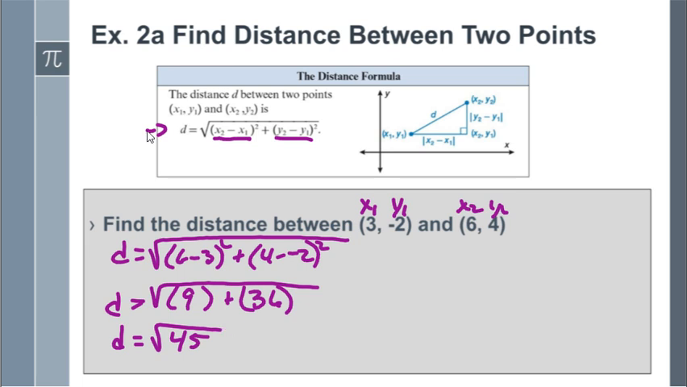Now we can simplify that in the simplest radical form. So I can divide this by the square root of 9 times the square root of 5. And this will give us an answer of 3 times the square root of 5.